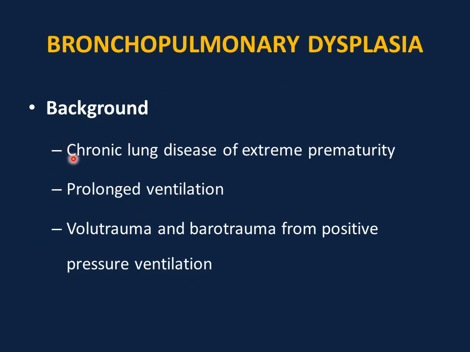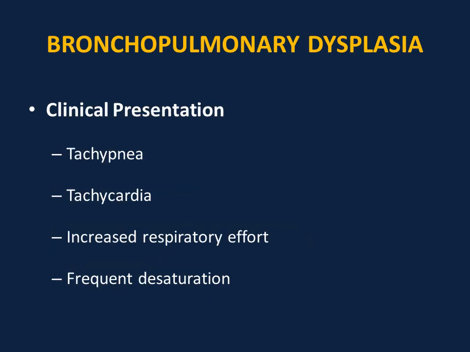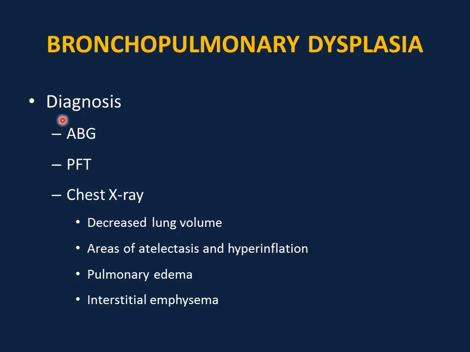Bronchopulmonary dysplasia is a chronic lung disease of extremely premature infants because of prolonged ventilation, oxygenation, volutrauma, and barotrauma from positive pressure ventilation. Clinical presentation: tachypnea, tachycardia, increased respiratory effort, and frequent desaturation. This is important, frequent desaturation. Diagnosis: arterial blood gas, pulmonary function test.